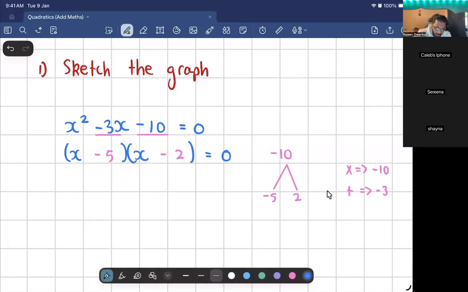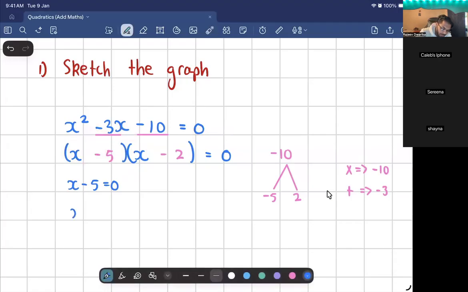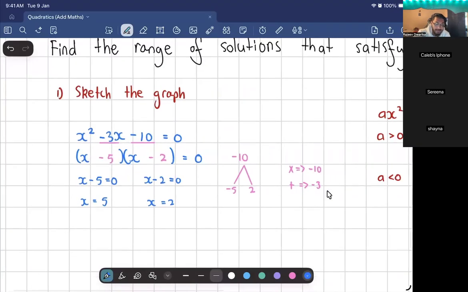Now the full working is you would say x minus 5 is equal to 0. The reason you're doing that, Caleb, is because if we can figure out what values of x make this 0, then we know 0 by anything is 0. When you solve that, you're going to get 5. Then x minus 2 is equal to 0, and when you solve that, you're going to get x is equal to 2. So these are your two answers for the x-intercepts or the roots.